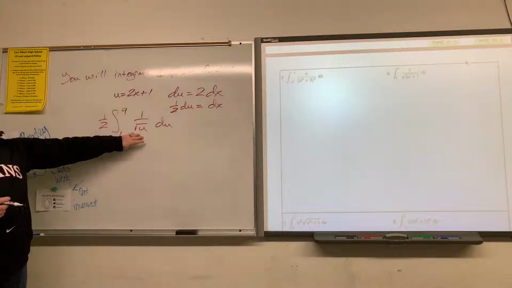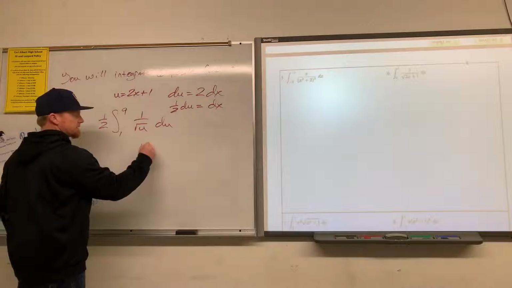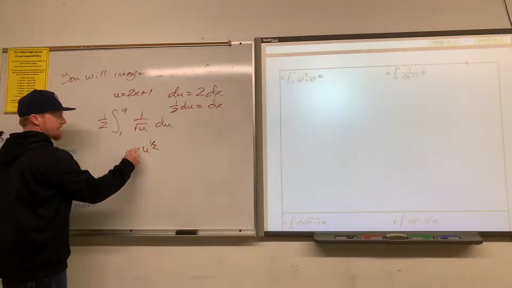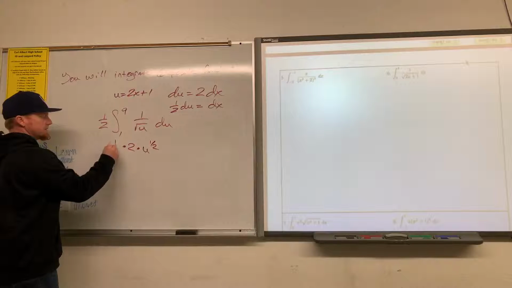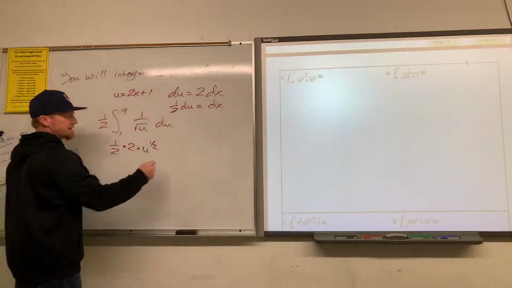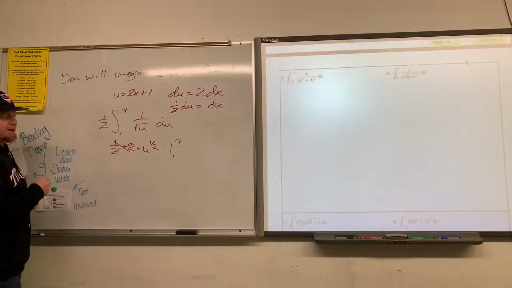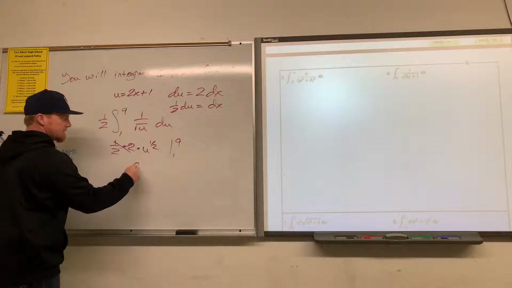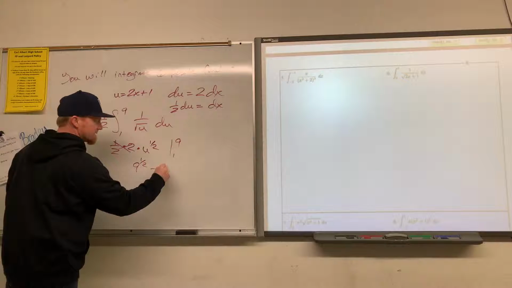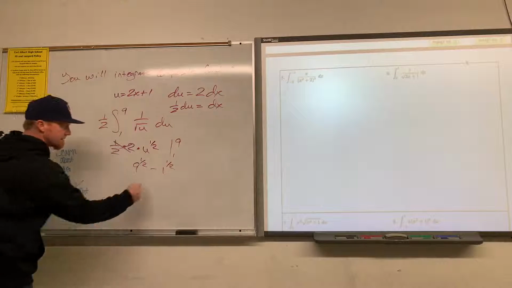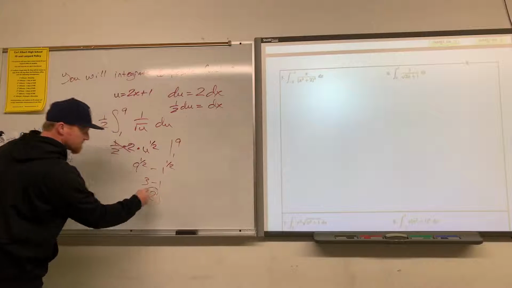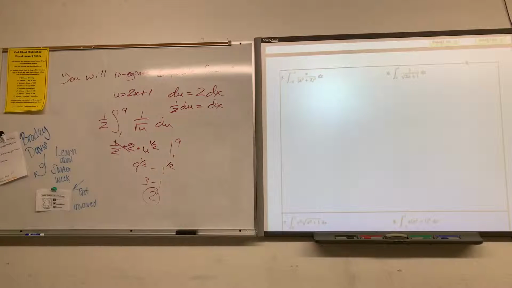So same thing as u to the negative 1/2. So that turns into a positive 1/2 times 2 times the 1/2 that's there. We're going from 1 to 9. So those two cancel. I plug in. So 9 to the 1/2 minus 1 to the 1/2. So we end up with 3 minus 1 equals 2. So that's 6. Number 7.